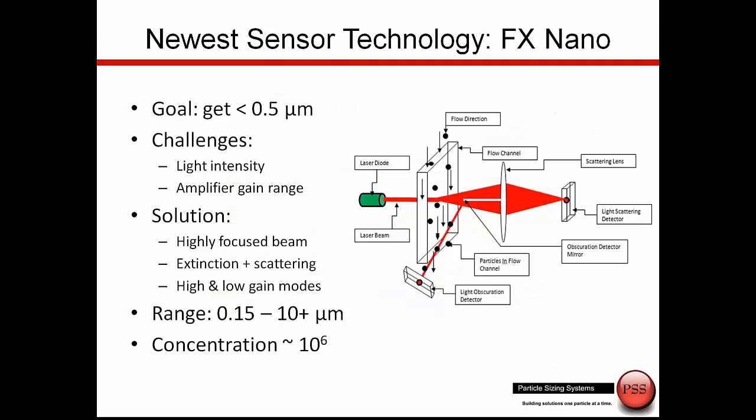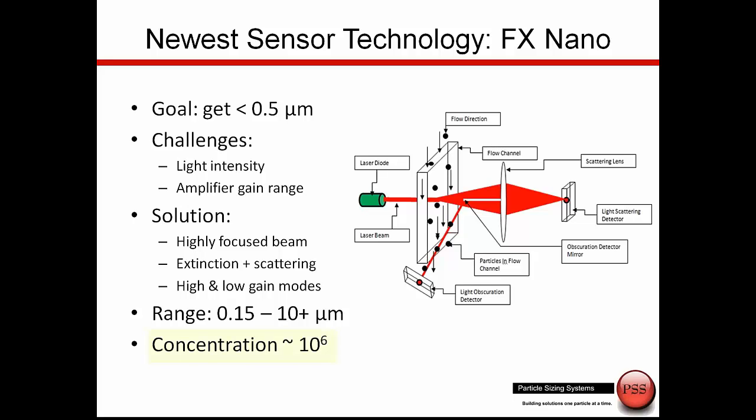To measure below 0.5 microns, we now have a new technology, the FX nanosensor. This new sensor incorporates a more powerful laser, which we focus. So this is a focused beam sensing technology. We still have both an extinction and a scattering sensor. We take these two interactions, feed that to the pulse height analyzer, and can now measure down to 150 nanometers up to some size over 10 microns.